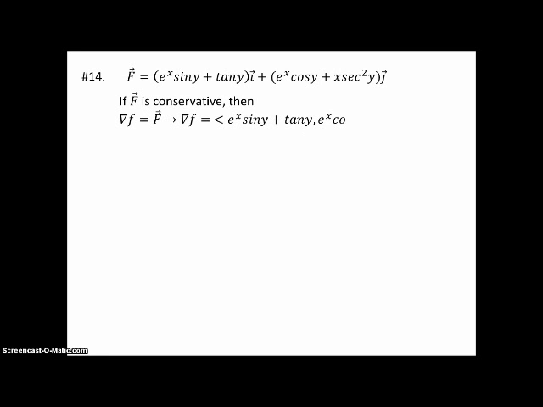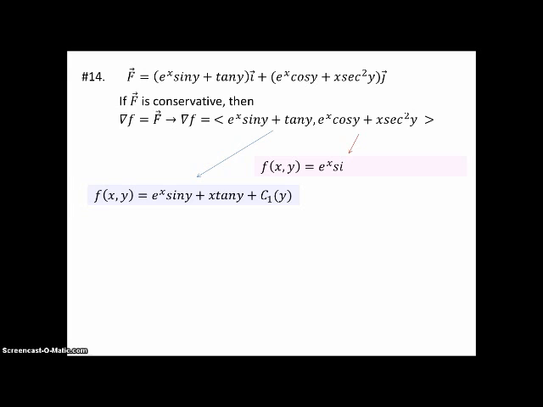Number 14. Here's our vector field, and again, if it's conservative, then it's equivalent to the gradient vector for f. So working with our first component and treating x as a variable and y as a constant, we get e to the x sine y plus x tan y plus a term in terms of y only. And then for the second component, treating y as a variable, we get e to the x sine y plus x tangent y plus possibly a term in terms of x only.